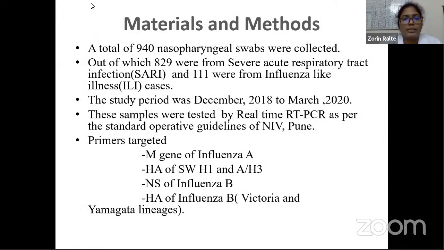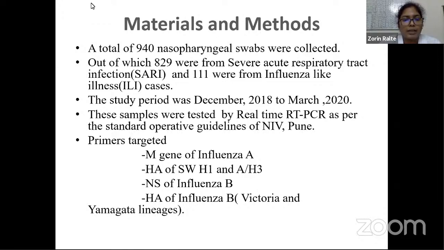Coming to materials and methods, a total of 940 nasopharyngeal swabs were collected, of which 829 were from severe acute respiratory tract infection cases and 111 were from influenza-like illness cases. The study period was December 2018 to March 2020. These samples were tested by real-time RT-PCR as per standard operative guidelines of NIV Pune.